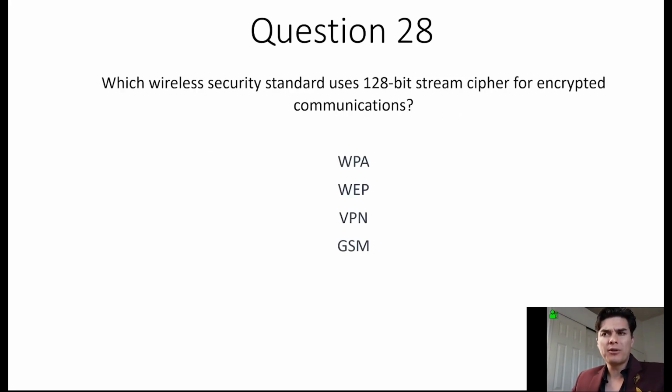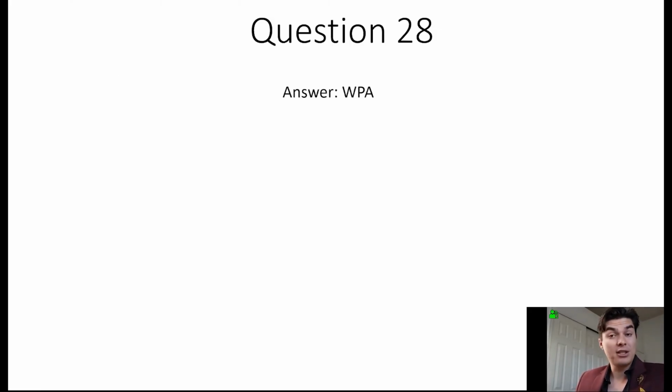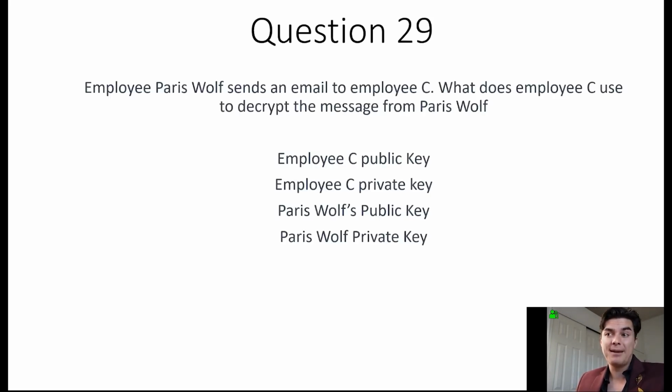Question 28. Which wireless security standard uses a 128-bit stream cipher for encrypted communications? The answer is WPA, which replaced WEP and took care of some of those vulnerabilities that they initially had there. Now, we did talk about WEP and VPN earlier, so now we're going to take a look at GSM, which stands for Global System for Mobile Communications, and it's now outdated, but that was used with 2G phones. However, now they use LTE to protect 4G LTE. So the answer again to question number 28 is WPA.